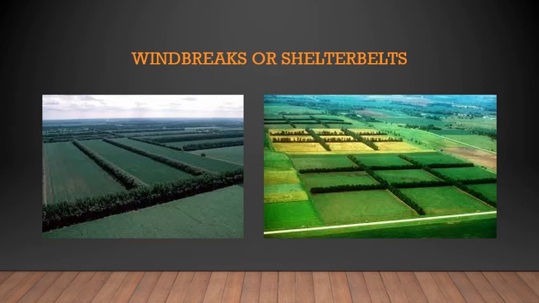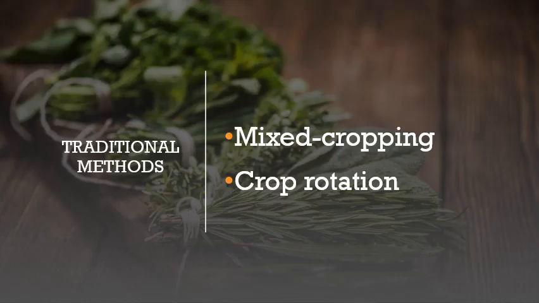Now, there are some traditional methods of agriculture, that is mixed cropping and crop rotation. Mixed cropping means not only growing a single crop, but different crops that are grown in the same field. Then crop rotation means after a certain crop, we have to make sure that the next crop is proper for the soil, for the content of the soil.